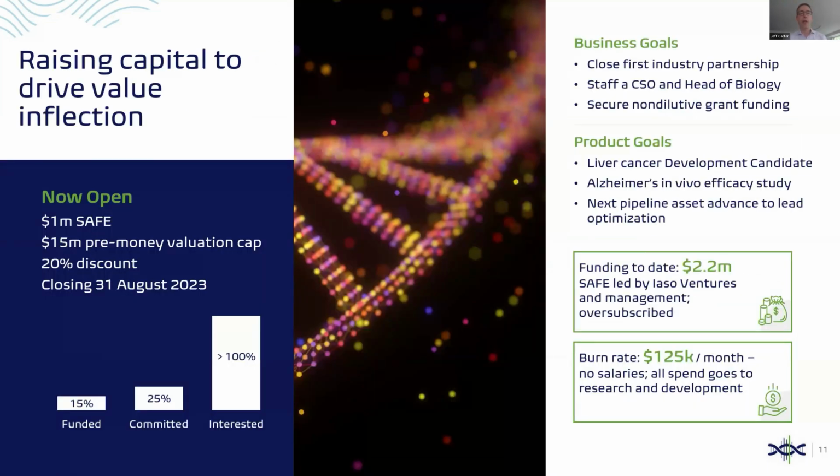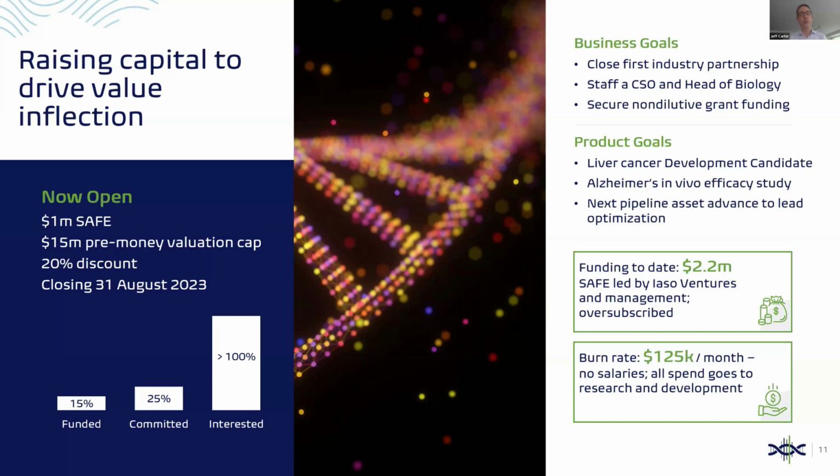So in terms of our round, and cognizant of what Dr. Apfel presented earlier, we do have a SAFE at a $15 million pre-money valuation cap open now with a 20% discount. I've collected 15% of that money, 25% committed, and I've got a lot of open interest. In parallel with that, we can offer a convertible, so let me know if there's interest in that.